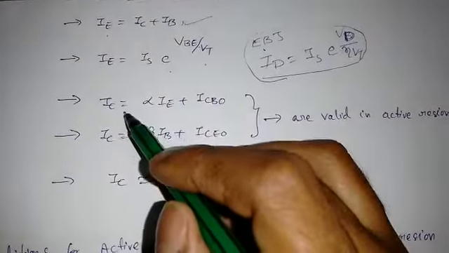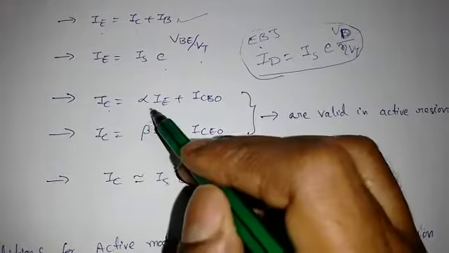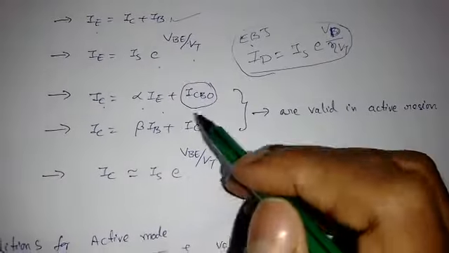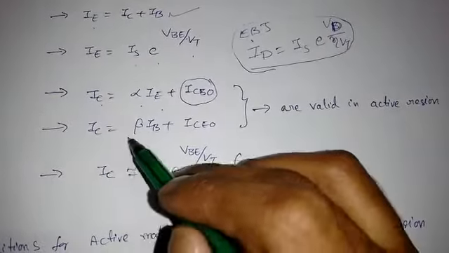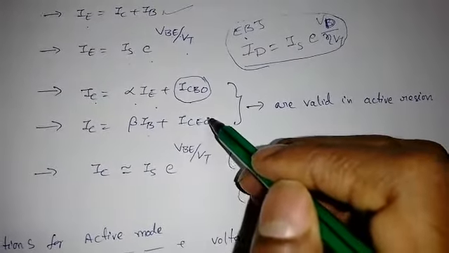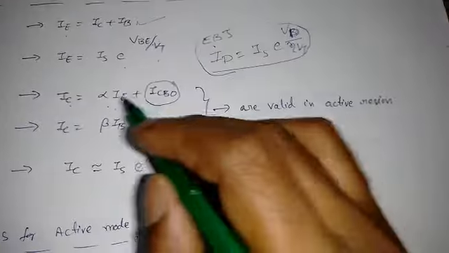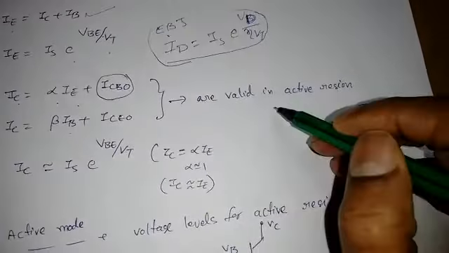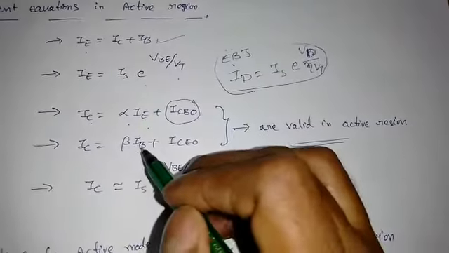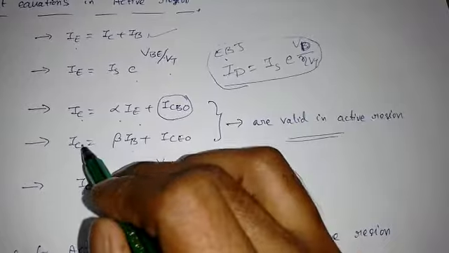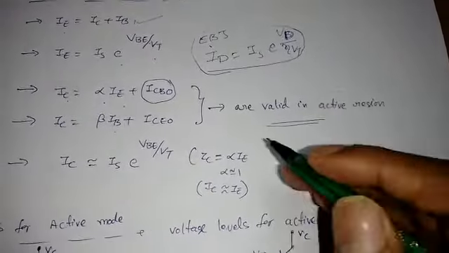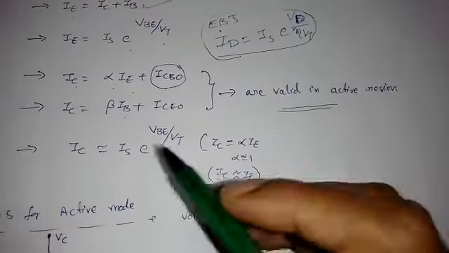Now two other equations from the different configurations: IC is equal to alpha times IE plus ICBO. Generally we can neglect these minority carrier currents. Similarly, in the common emitter configuration, IC is equal to beta times IB plus some minority carrier current. These two equations are valid in the active region only, because when there is a small change at the input, you get a large change at the output. This is valid in the active region only, right? We will see later what happens in the saturation region.